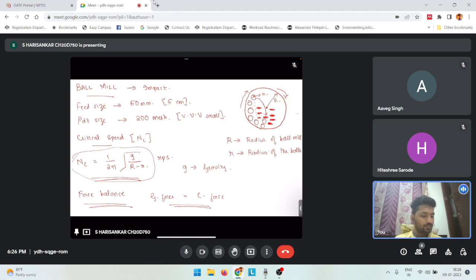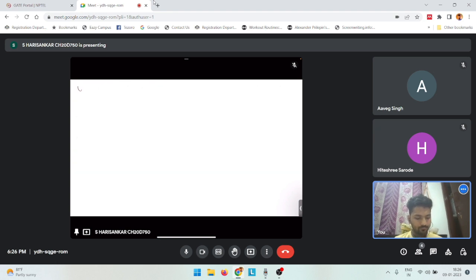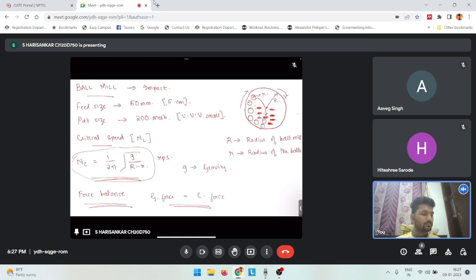So usually a ball mill operates at 0.5 to 0.75 of your critical speed. Now we have been doing all these equations and everything for critical speed, but what is this critical speed? Kind of missed on that definition.